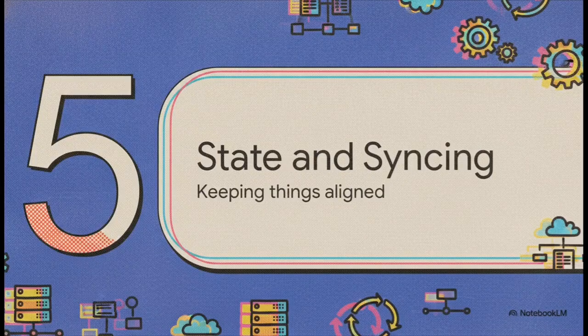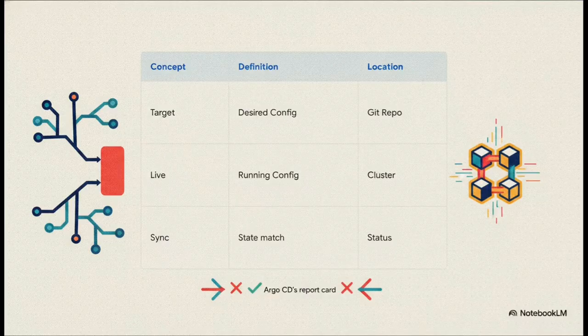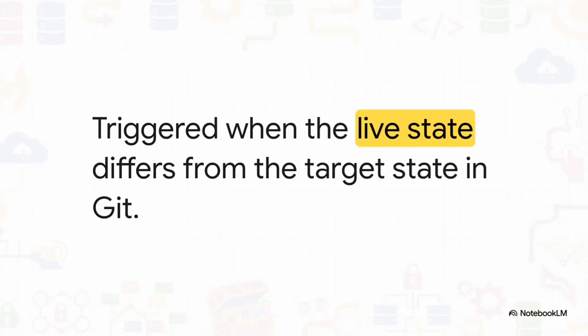Section 5, Managing State and Syncing. Let's quickly map out the core vocabulary here. The target state is what you want. That lives safely in your Git repository. The live state is what's actually running right now in your Kubernetes cluster. And the sync status is basically ArgoCD's report card telling you if those two things perfectly align. If they don't align, you get flagged as out of sync.